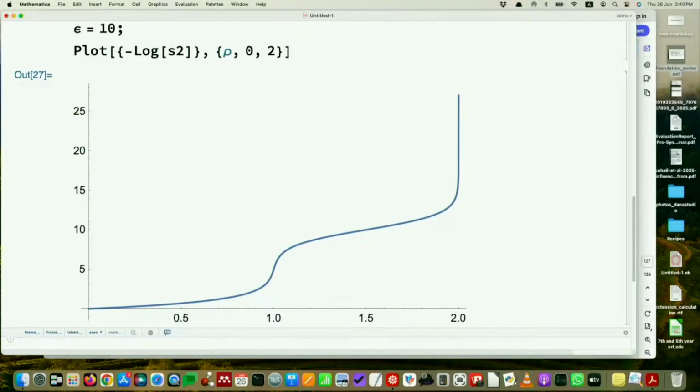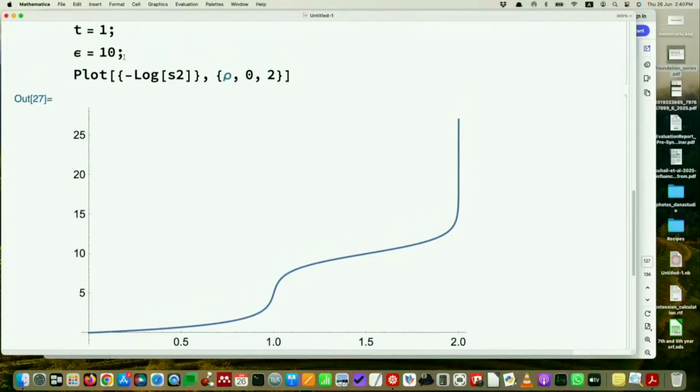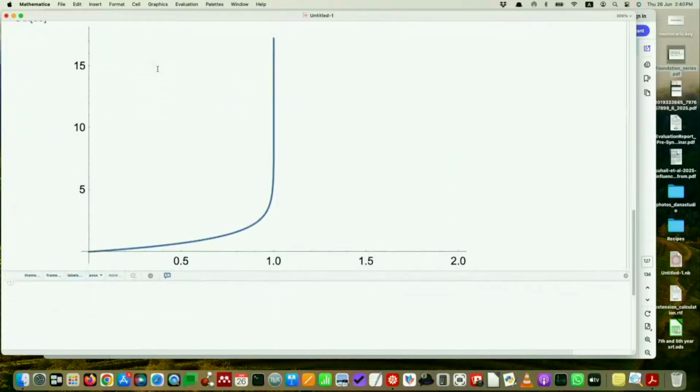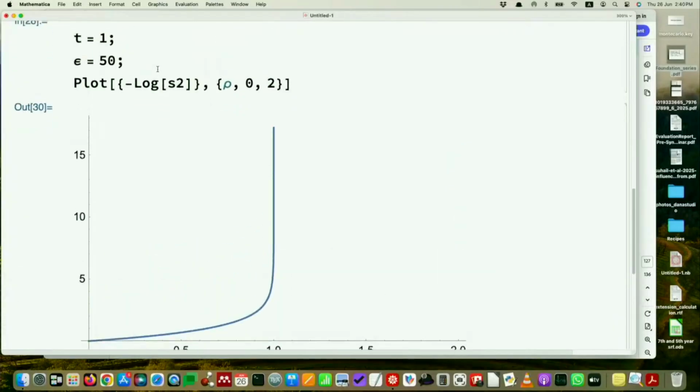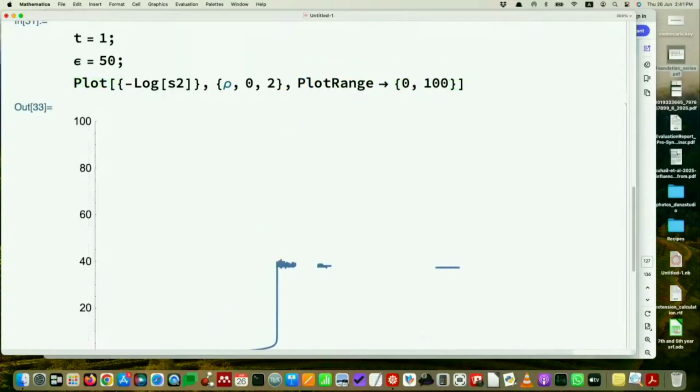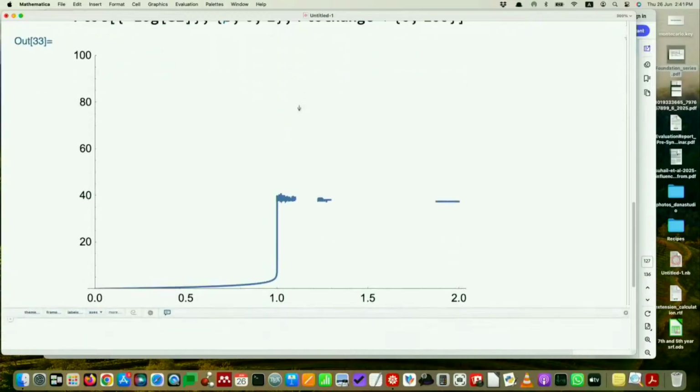Okay, so on the other hand, if I had made epsilon 100, I cannot plot maybe, but let me make 50. It is not able to plot. Okay, so it is having a very sharp increase, and it's not able to plot very well because the numbers become too large.